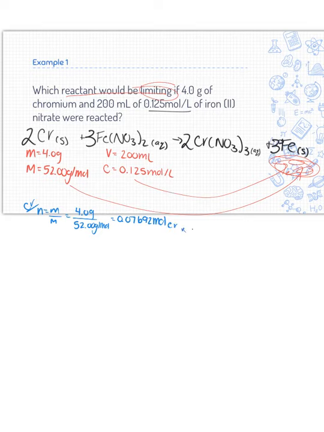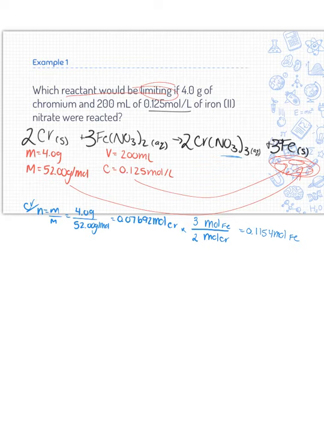Now, we need to convert that into product before we can compare it. It's like deciding how many s'mores we can make before we decide who's our limiting reactant there. So moles of chromium are on the bottom, and again, I'm going to convert to moles of iron. You could have chosen chromium 3 nitrate, it doesn't matter. You'll get the same answer for who is limiting and who is excess. There are 3 moles of iron produced for every 2 moles of chromium reacted, and we get 0.1154 moles of iron, or product.